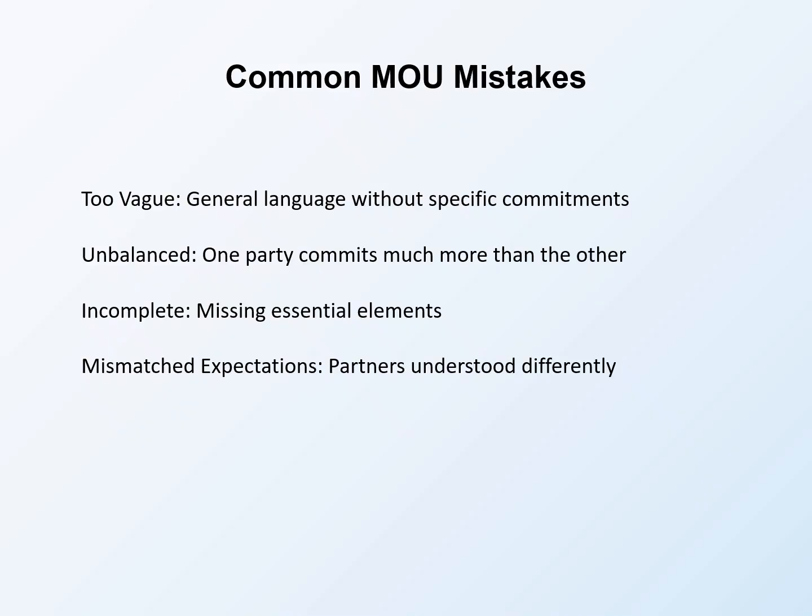Incomplete means missing essential elements. If responsibilities, duration, or other key elements are missing, the MOU is incomplete. Use a checklist. Mismatched expectations means partners understood the MOU differently. If parties have different interpretations, the MOU failed its purpose. Discuss before signing to ensure shared understanding.